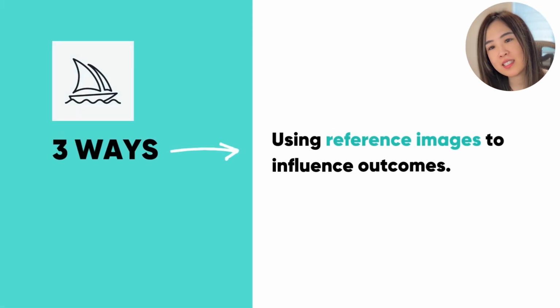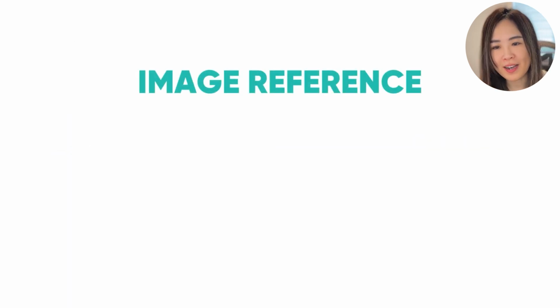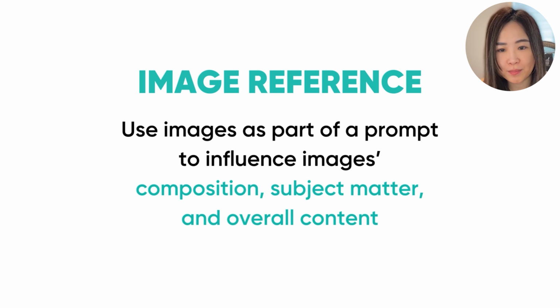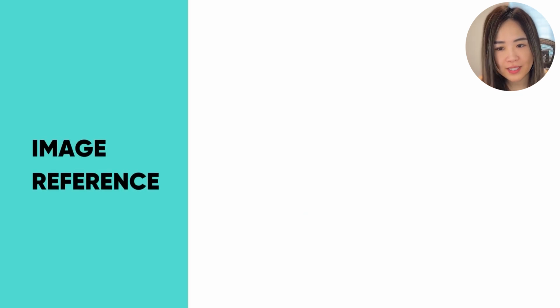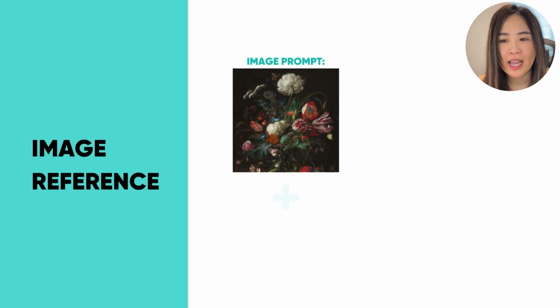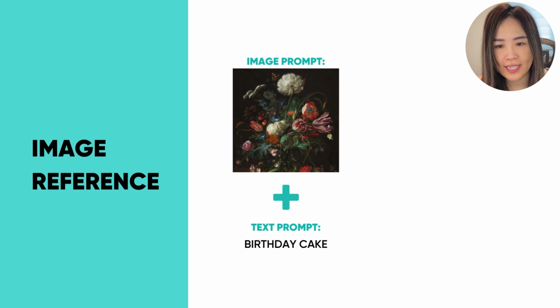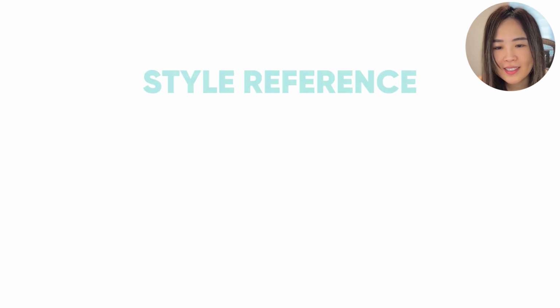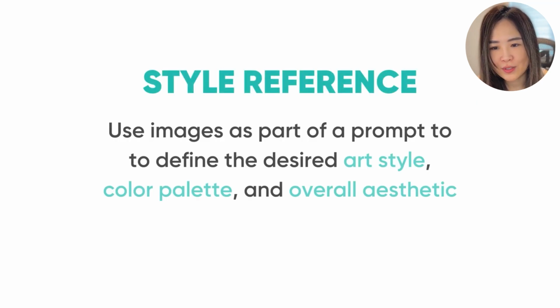Let's briefly discuss Midjourney's 3 features for using reference images to influence your image outcomes. Image reference has been around for a while, and it allows you to generate an image similar in composition, subject matter, and overall content to the reference image provided. For example, if we use this flower image as an image reference and put the text prompt as birthday cake, here is the result.